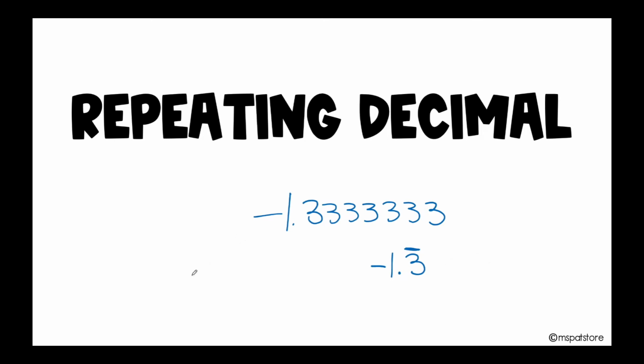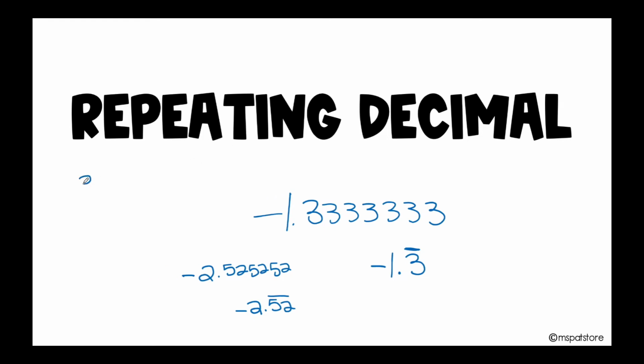For example, if I have -2.525252, as you can see the pattern that is repeating here is 52. So my decimal will be -2.52, and the bar notation will be on top of these two numbers, okay? Let's see another example of a repeating decimal.